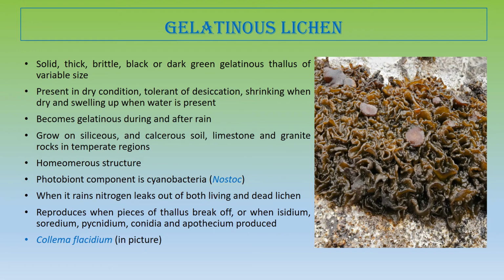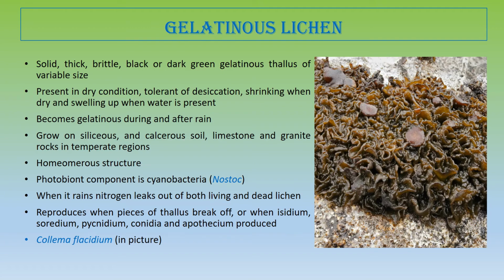Gelatinous lichen. Now, gelatinous lichen, as the name suggests, is gelatinous, which is because of the blue-green algae partner, mostly Nostoc and Scytonema, and this thallus is actually thick but brittle, and is very dark colored. In this picture, we see the gelatinous lichen with its apothecial discs.